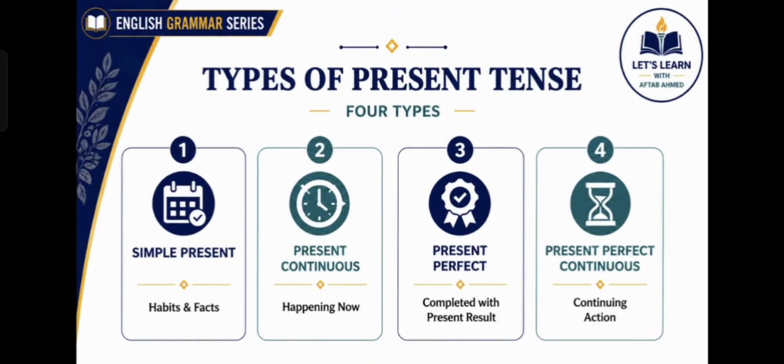Let's look at four different types of present tense. First, simple present tense. Second, present continuous tense. Third, present perfect tense. And fourth, present perfect continuous tense. Each tense has a different purpose, and understanding these differences is the key to speaking and writing accurate English. Let us explore them one by one.